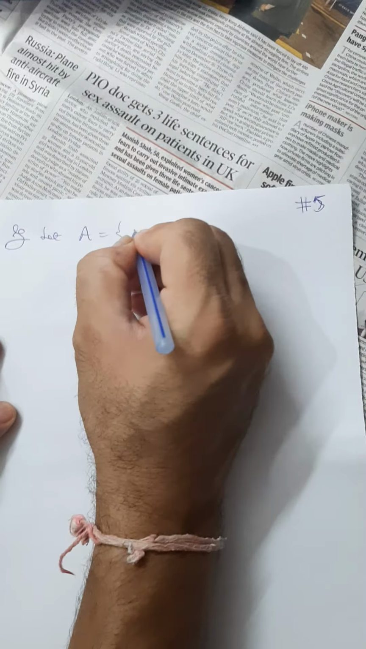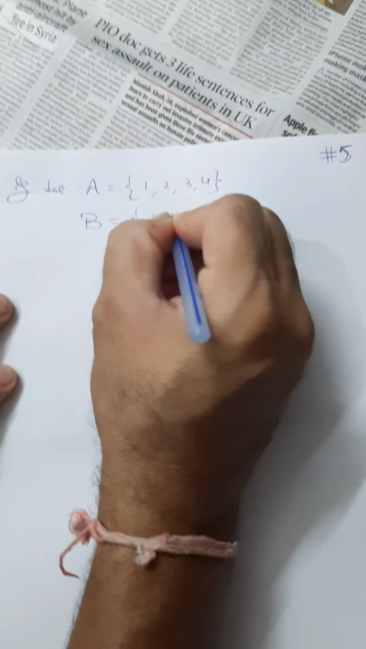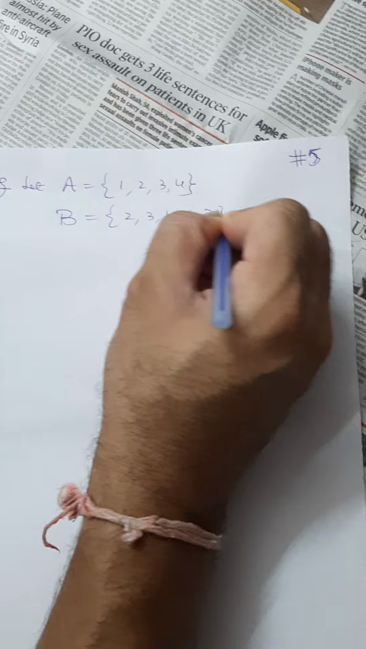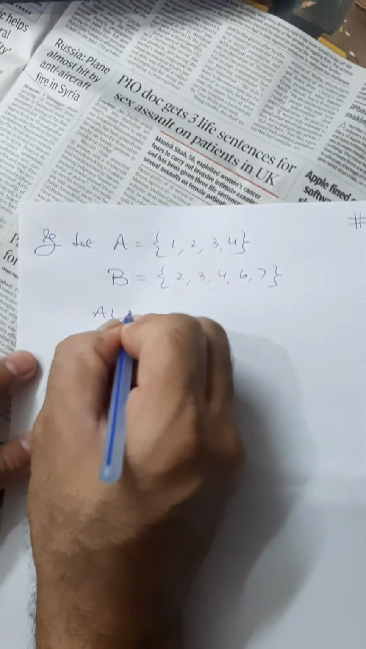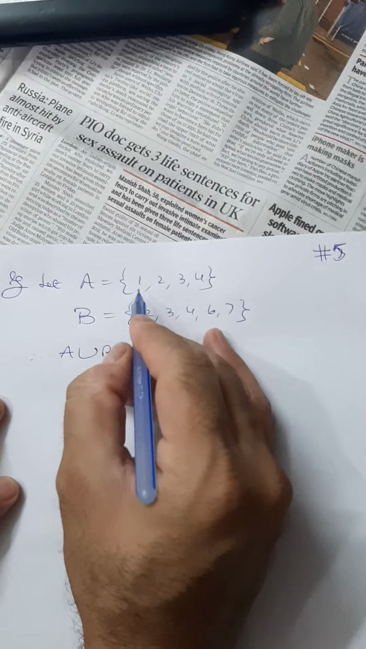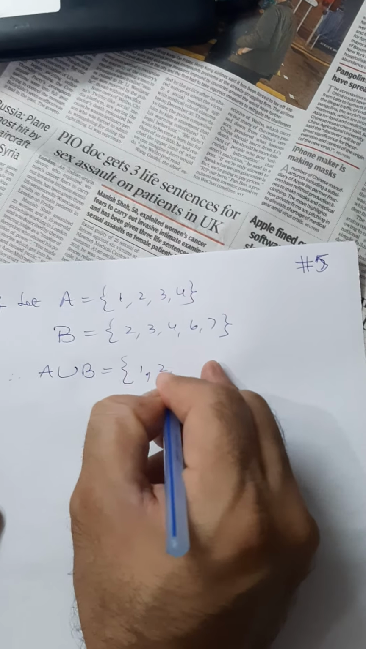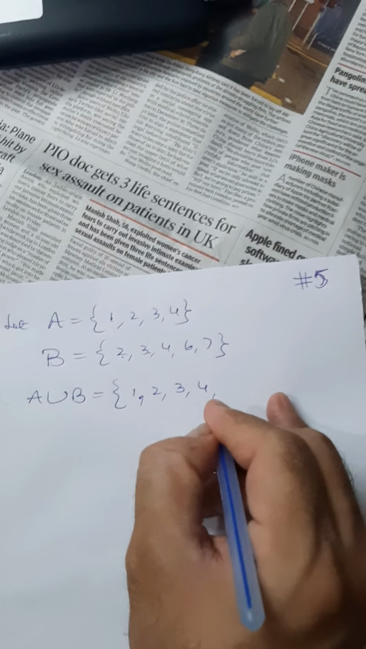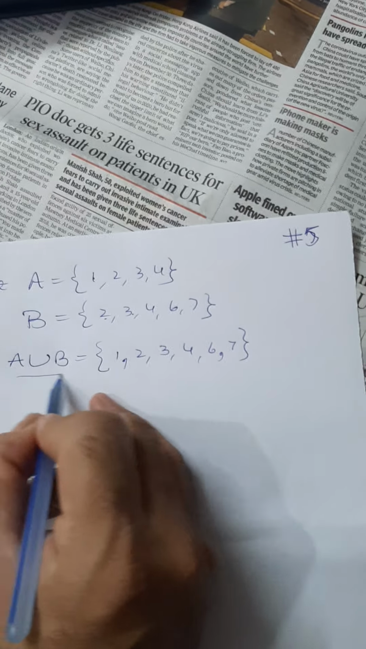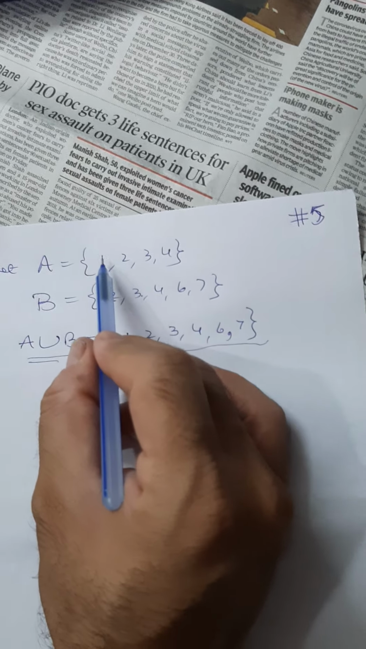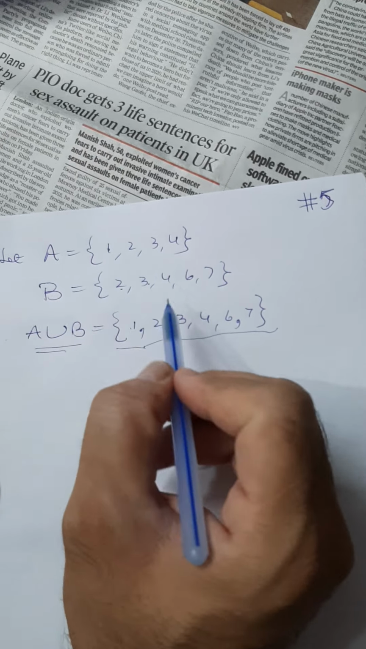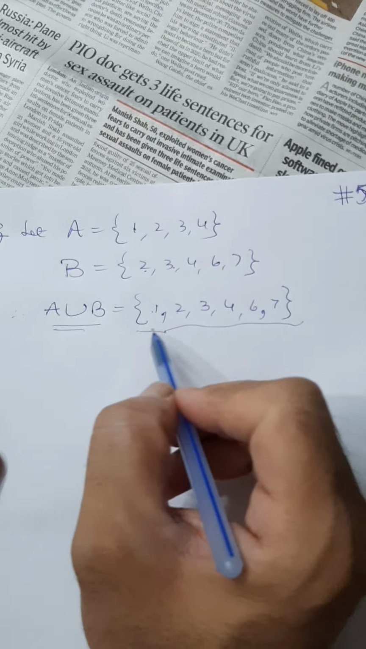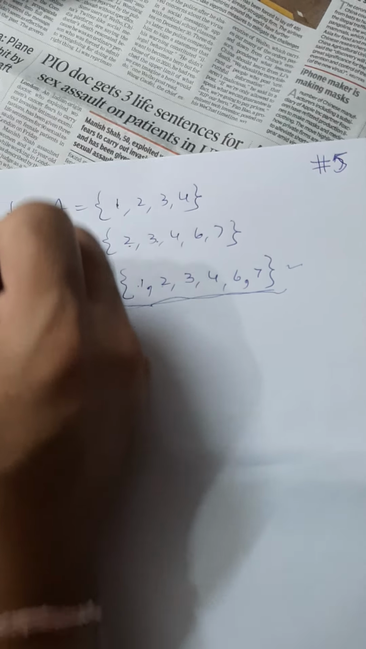So for example, let's take A equals 1, 2, 3, 4, and B equals 2, 3, 4, 6, 7. Therefore A union B would be all members either in A or B. So 1, 2, 3, 4. Now 2, 3, 4 are already present, so you cannot repeat. So now 6 and 7. Every member of A union B is either in A or in B. 1 is in A, 2 is in either A or B. So you are just combining. Remember, that's union.